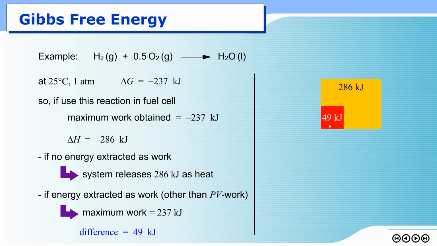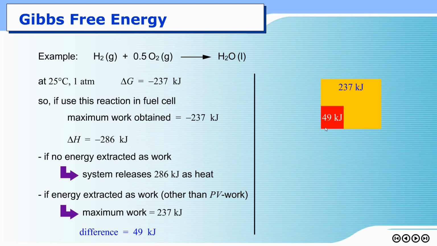49 kilojoule is what is required to be released from the system to create chaotic dispersion in the surrounding so that the whole process becomes spontaneous. Without releasing this 49 kilojoule, the whole process will not take place in the first place. So this is the price that we have to pay so that we can make the reaction spontaneous.